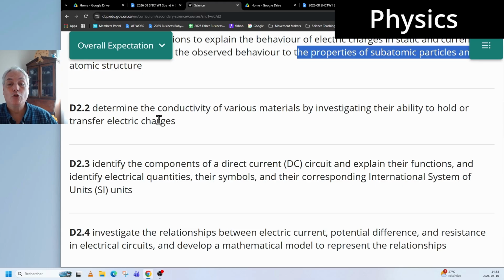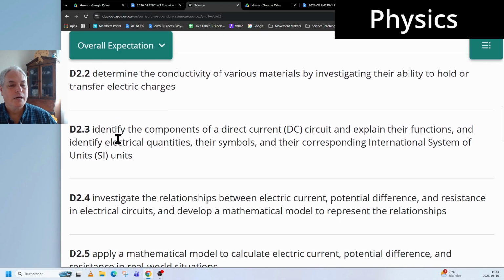D2.2. We have determined the conductivity of various materials by investigating their ability to hold or transfer electricity. So here that will be when we talk about resistance. I sometimes include this idea of different materials conducting electricity in various ways. And that would be a good way for us to bring in transistors as well. D2.3, identify the components of a direct current circuit and explain their function and identify electrical quantities, symbols, and their corresponding international system of units.